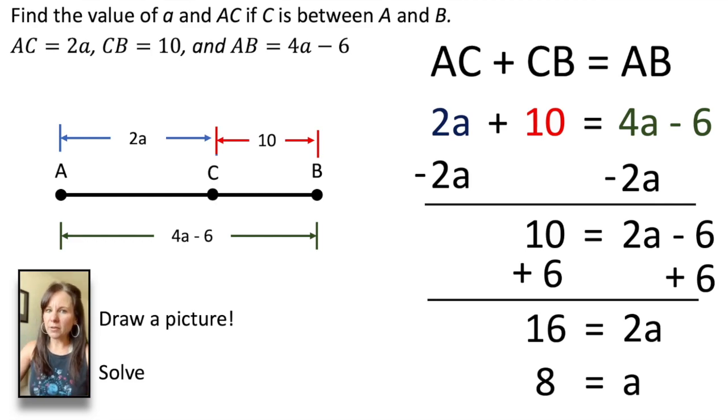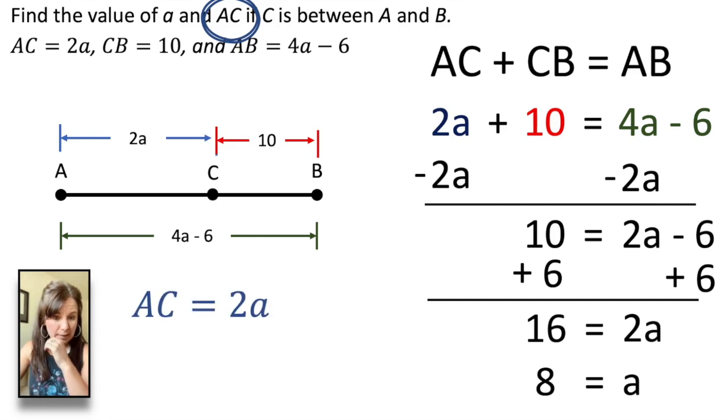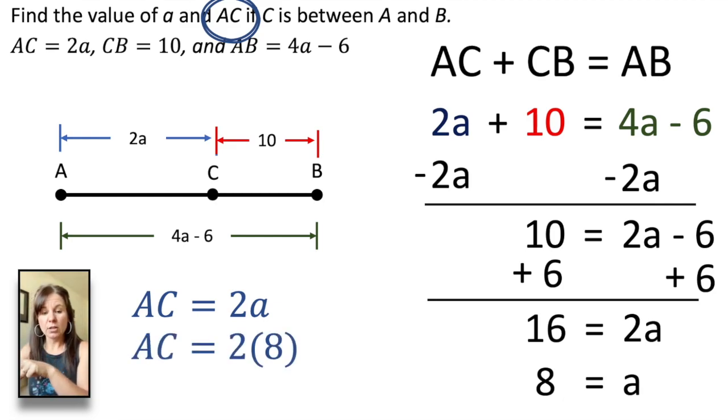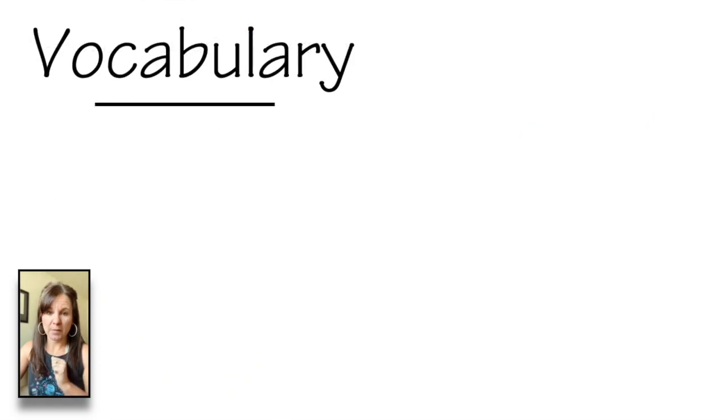So go back and read the problem. It said find the value of A and AC. Well, we just found A. We still need to find AC. We know that AC is 2A, so now we can just plug in what we found that A was. 2 times 8, we know that AC is 16. So always go read the problem. Make sure you're solving what it's asking for, okay?